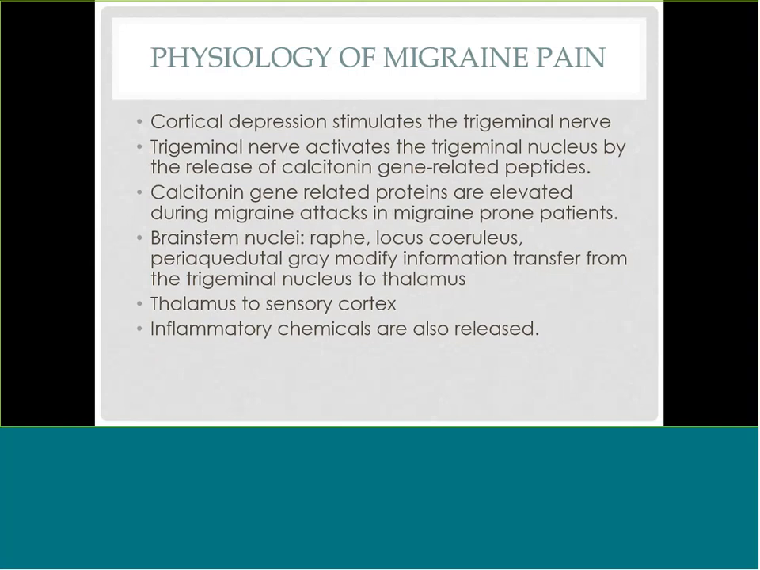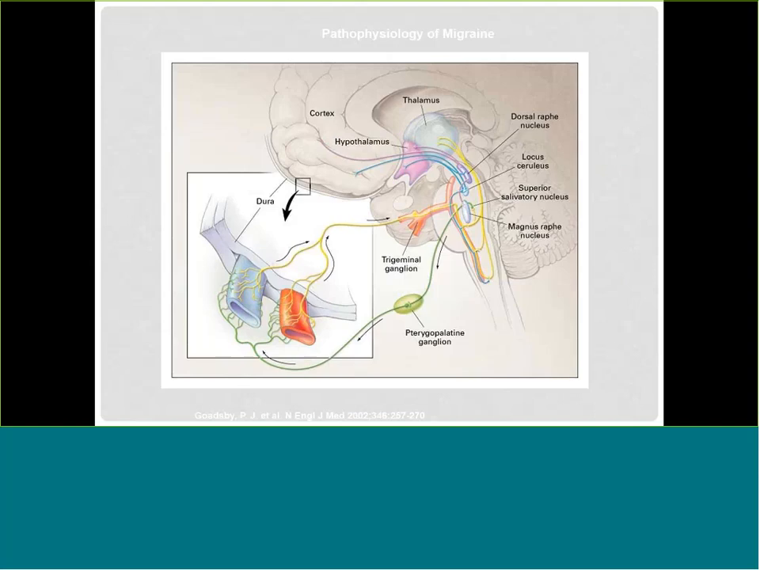Once you have cortical depression, it stimulates the trigeminal nerve, and the trigeminal nerve then causes the release of these calcitonin gene-related peptides and allows transmission of information through the brainstem to the thalamus and to the cortex. At the same time, inflammatory chemicals are released. And therefore, migraine is quite complicated. It has electrical, chemical, and immunologic elements.